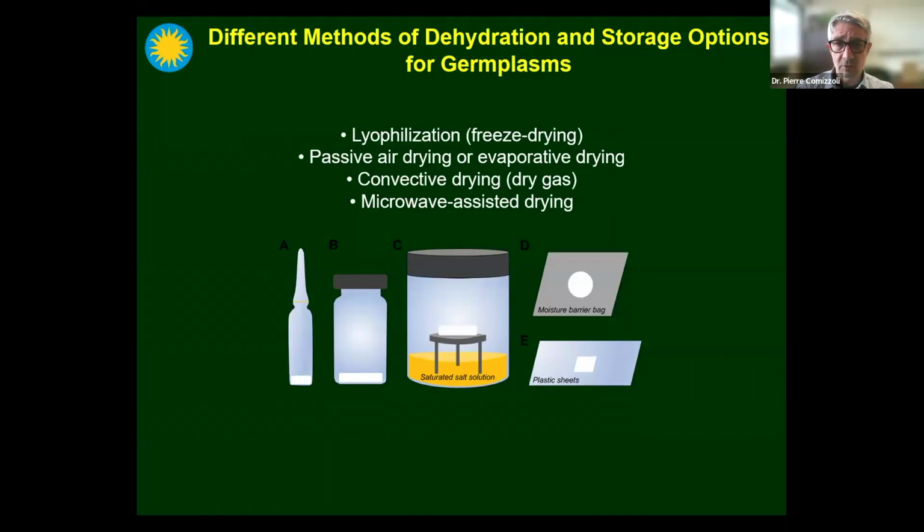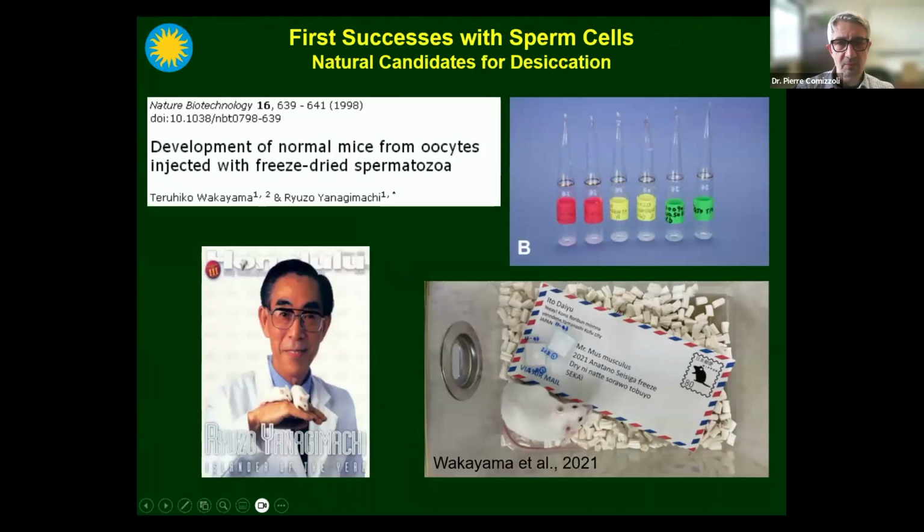You have also a lot of studies that have been done by passive air drying, evaporative drying, convective drying. But what we have chosen to explore in our laboratory is microwave assisted drying. Then here is just an example of the different storage devices that you can have, but I will show you here more examples of what we are doing in our laboratory.